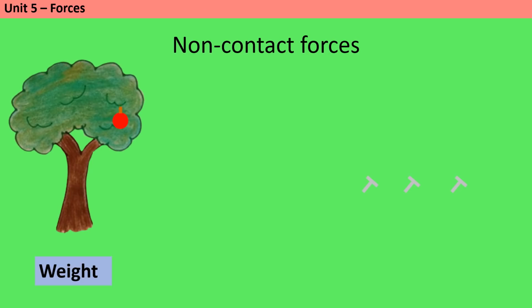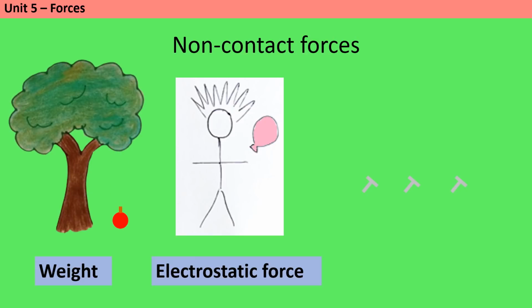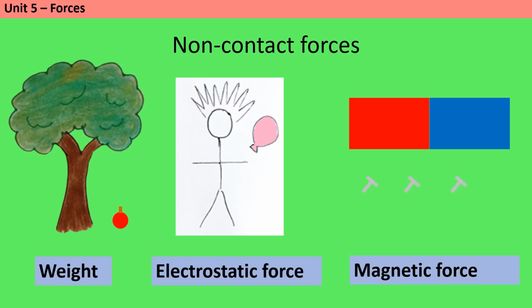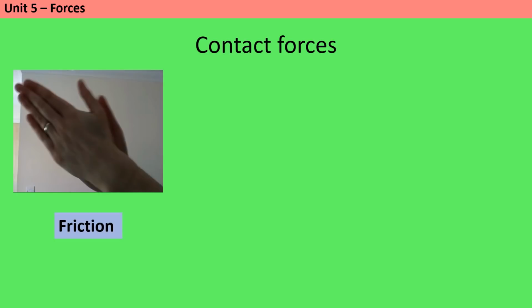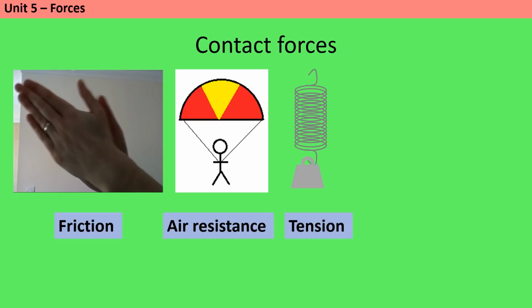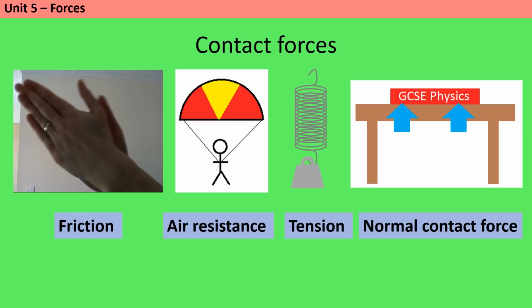We've just named weight as an example of a non-contact force, but we also have electrostatic forces, which occur between objects with a positive and a negative charge, and you also know about magnetic force, which allows magnets to attract materials that are made out of iron or cobalt or nickel. Contact forces include friction, air resistance, tension, and normal contact force.